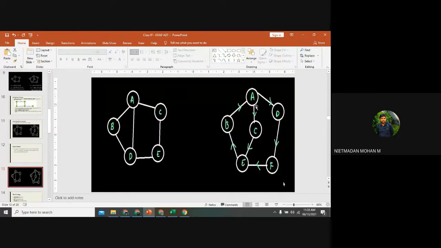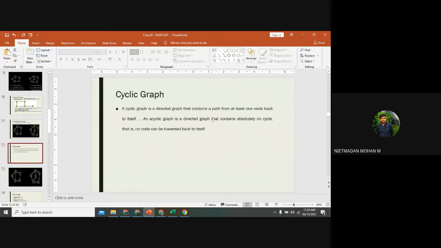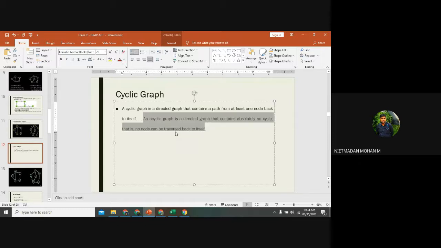A cyclic graph is this. I am starting from node A and traveling to node A again. It is possible. So this is a cyclic graph. An acyclic graph is a directed graph that contains absolutely no cycle, that is, no node can be traversed back to itself. We have studied a lot of examples of acyclic graphs.